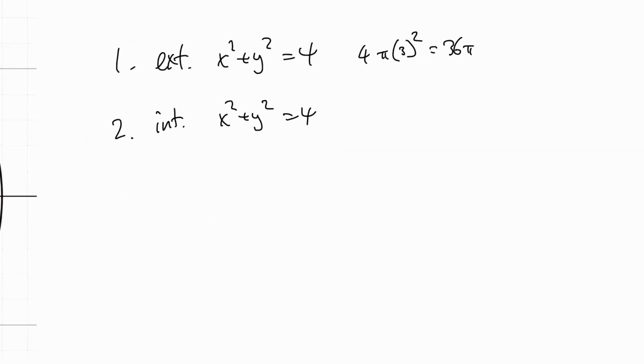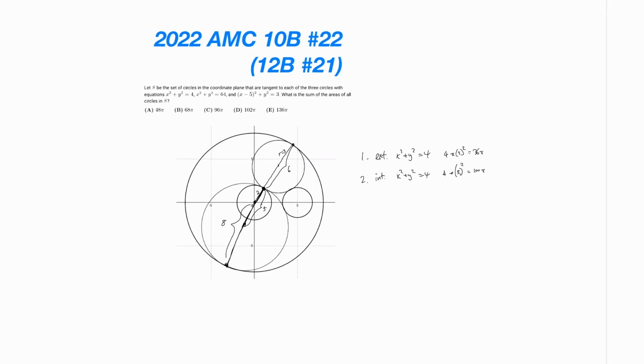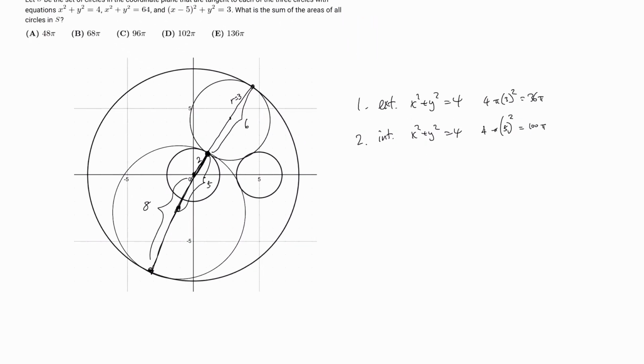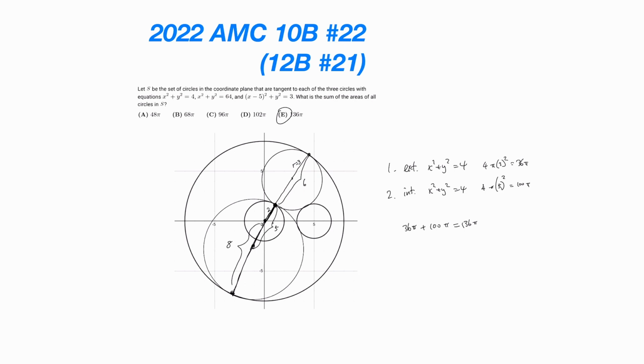So in case 2, we're going to have 4 circles with area pi times 5 squared, or 100 pi. And that covers all the possibilities, because it can only be either externally tangent or internally tangent to the medium circle. So we have 36 pi plus 100 pi, which gives us 136 pi, or answer choice E. And that will be it for this question.